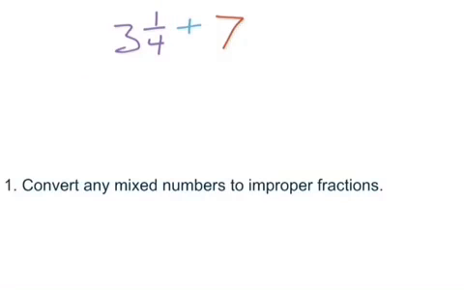To do this, with the 3, we take the denominator and multiply it by the whole number. 4 times 3 is 12. Then we add that numerator, which is 1, and we should get 13. So that gives me 13 as a numerator.